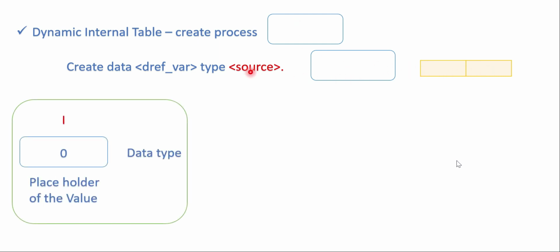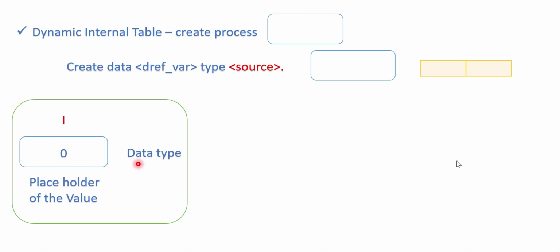So the create process continues. This is the syntax: CREATE DATA as the keyword, then the data reference variable name which you declared previously, TYPE the source. Based on the source, this space is going to be created like this. If you mention the source as integer data type, then two things are determined at runtime: the data type for the space, and the space is turned into a placeholder for a value. If it's integer, the data type for the space is integer, and it is ready to hold integer values.